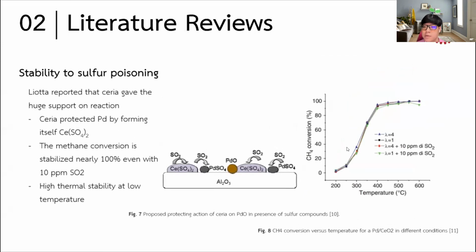Violeta studied the effect of sulfur on palladium ceria catalyst in methane oxidation. The results show that the ceria gave huge support to the reaction. Ceria protected palladium by forming cerium sulfate itself. The methane conversion goes up to 100% even when 10 ppm of sulfur is present. The reaction reached 80% conversion at 350 degrees Celsius, showing its performance at low temperature.